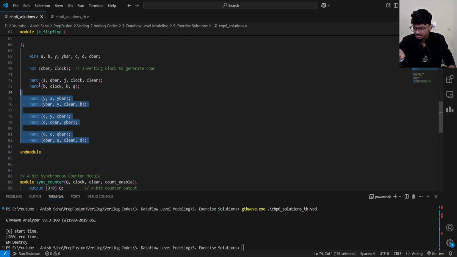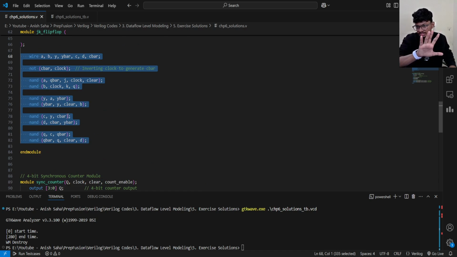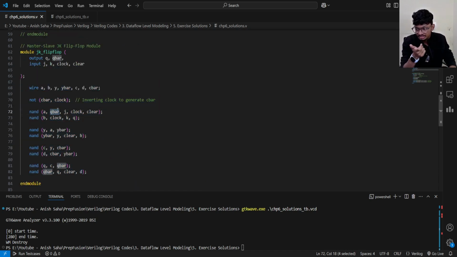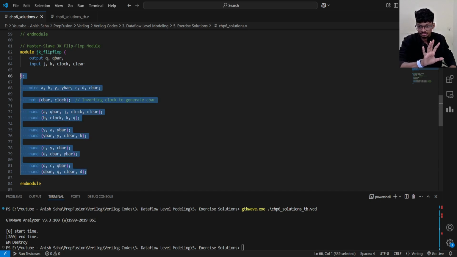This JK flip flop, whatever gates are written, those things I have implemented here. Just try to be careful here with the intermediate signals. If you miss even one signal, your output will be totally high impedance or X. So just be careful while writing all these expressions. Try to tally this, double check this once. Once you derive this, be careful.